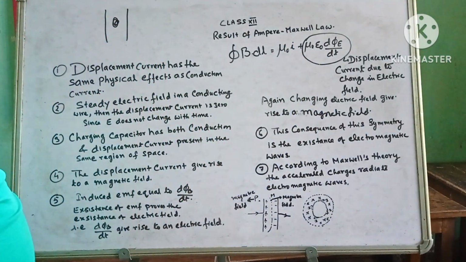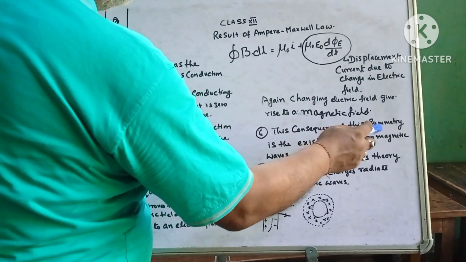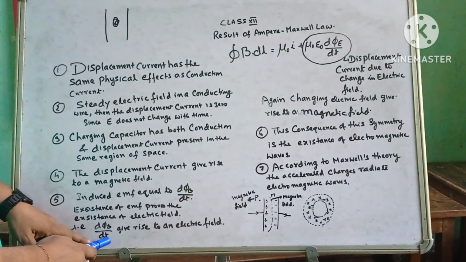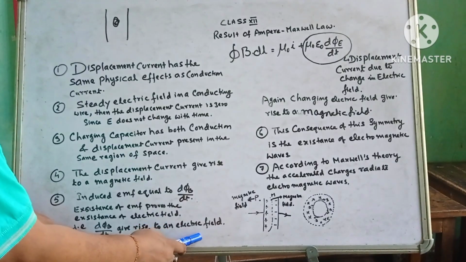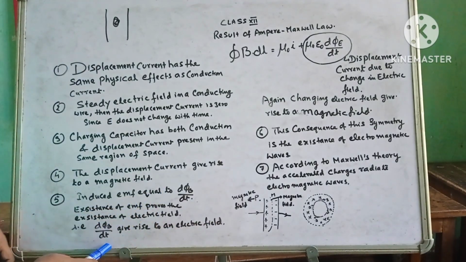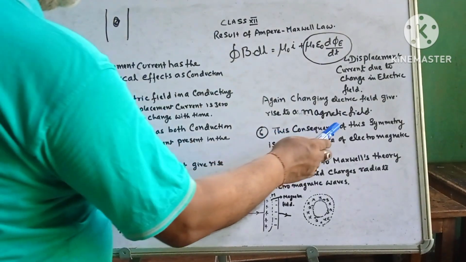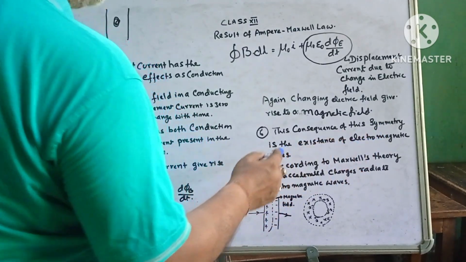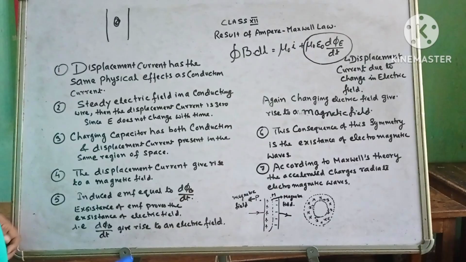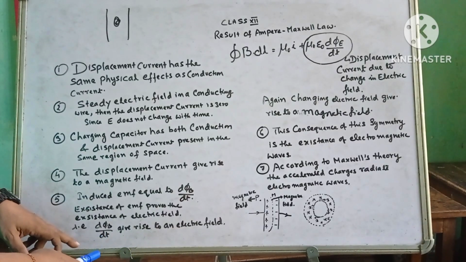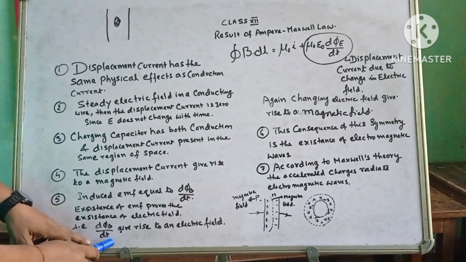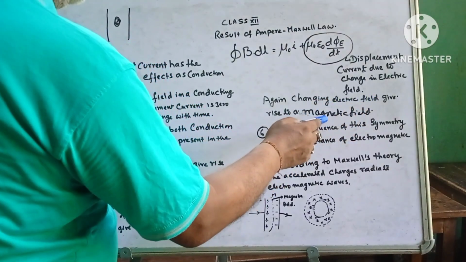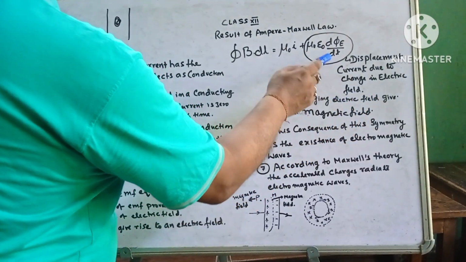magnetic field. So this consequence of this symmetry, what does symmetry mean? Change in magnetic field gives electric field, change in electric field gives magnetic field. This consequence of this symmetry is the existence of electromagnetic waves. Because of this, that is the most important result, that is, change in magnetic field will give rise to an electric field, and change in electric field will give rise to a magnetic field. Change in electric field, that is the displacement current.